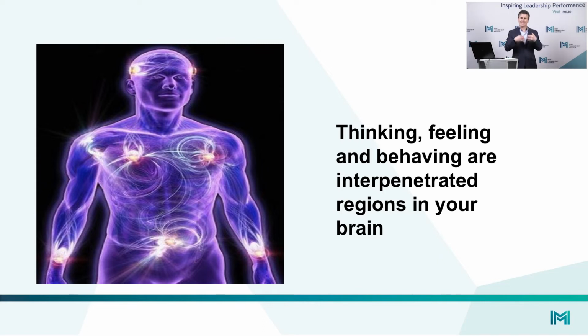So you can think your way into a better way of feeling. You can feel your way into a better way of thinking. You can act your way into a better way of thinking or feeling. So they're all completely penetrated. As an experiment, if you start to frown now, you will begin to have negative thoughts.